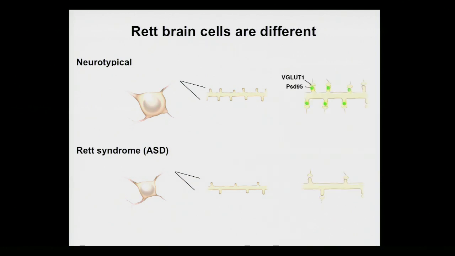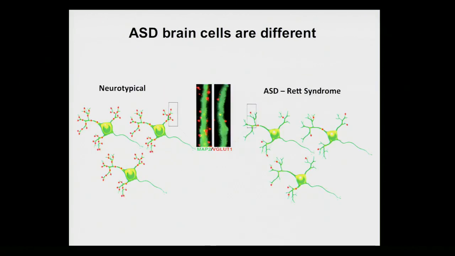Moreover, when we visualized those connections using specific dyes, we noticed that the points of communication were also decreased in Rett syndrome. Then we wondered what happened in a population of brain cells that have fewer points of communication compared to a population of cells that have more points of communication.